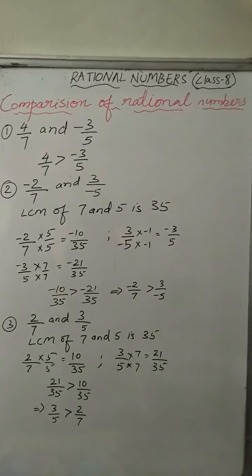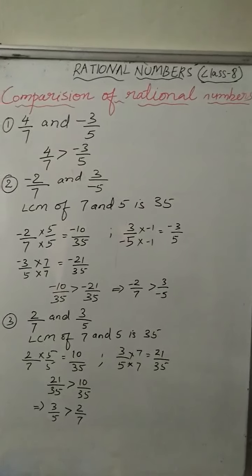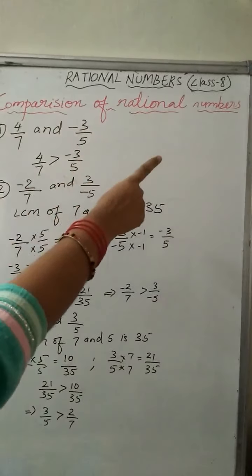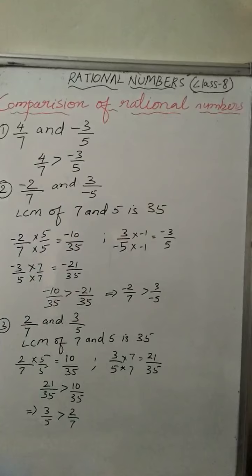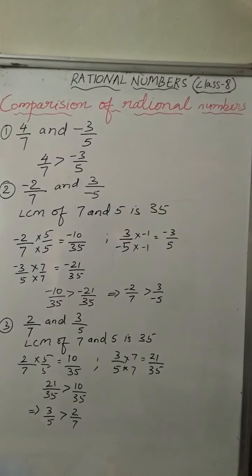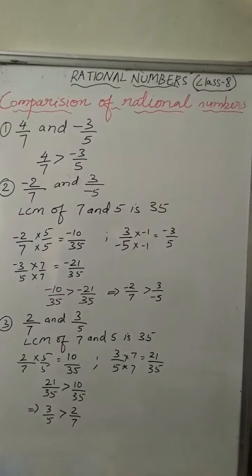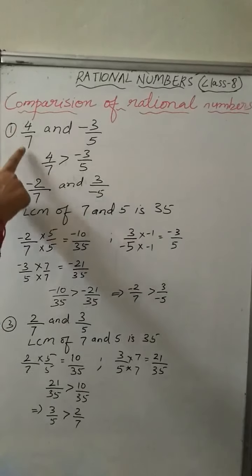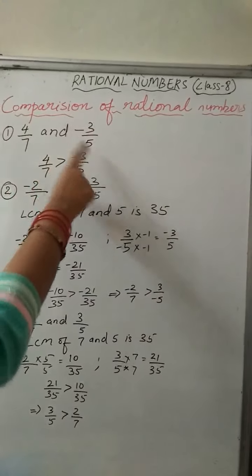Now, how to compare rational numbers? So our next heading is comparison of rational numbers. It also includes how to arrange the rational numbers in increasing or decreasing order. Number one, the first example is 4 by 7 and minus 3 by 5.